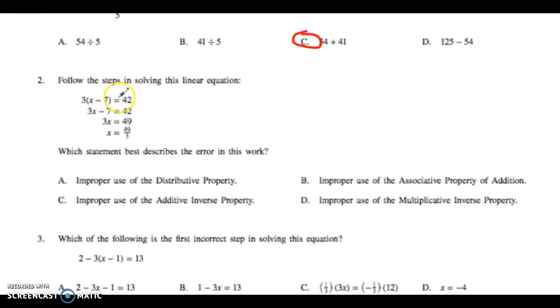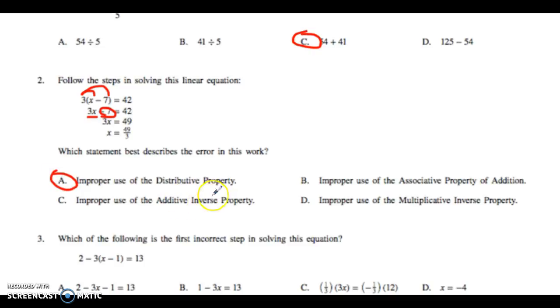Follow the steps in solving this linear equation. When we look at the steps, the first initial step is do the distributive property. 3 times x, that's 3x. It checks out. 3 times negative 7 is negative 21. Hello, what happened here? That was an improper use of the distributive property.